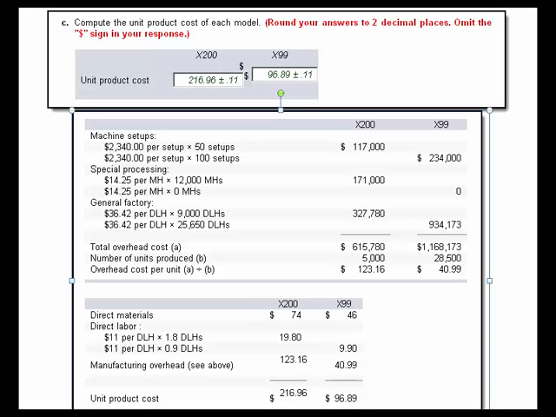Okay, and then finally, we need to compute the unit product cost of each model, which is $216.96 for the X200 and $96.89 per unit for the X99. Well, how do we come up with that? Well, remember we just solved the $123.16 and the $40.99. We're going to need that information, and then we add to it the direct material cost for each one plus the direct labor cost. And remember, they told us 1.8 direct labor hours for the X200 and 0.9 for the X99. So we just sum the direct material, labor, and overhead cost per unit, and we're able to calculate what the final unit product cost is.